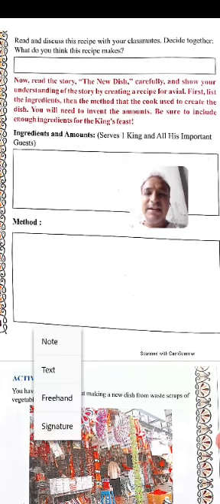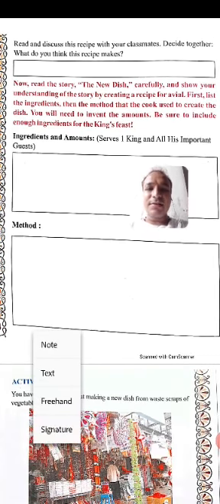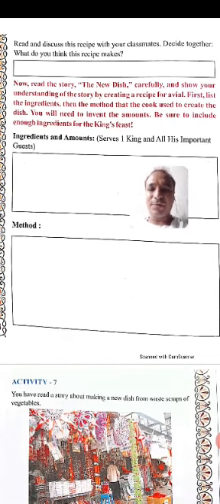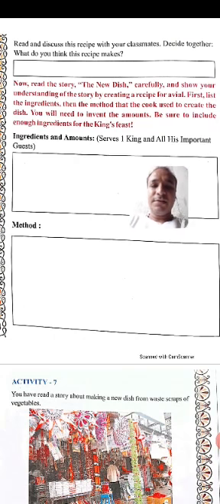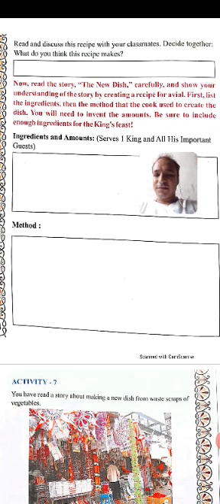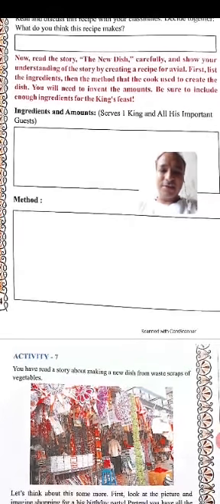Here are given ingredients and amounts. Serves 1 kg and all is important for the guest. Two boxes are given. In the first box, near my picture, you have to write down the ingredients, which things you need to make it. The second box, after my picture, is the method box. In that method box you have to write down the method.